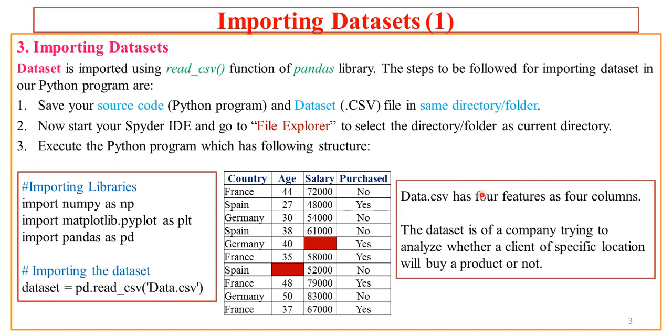Now data.csv has four columns, so these are the four features or four attributes of the data set objects. And as I told you, this data is of a company trying to analyze whether a client of a specific location will buy a product or not. So based on this data, the machine learning algorithm will be analyzing things, will train the model, and if we give some new input, it will try to predict the output.